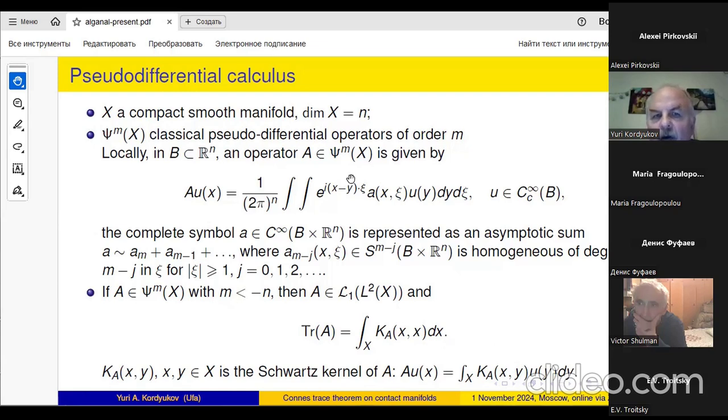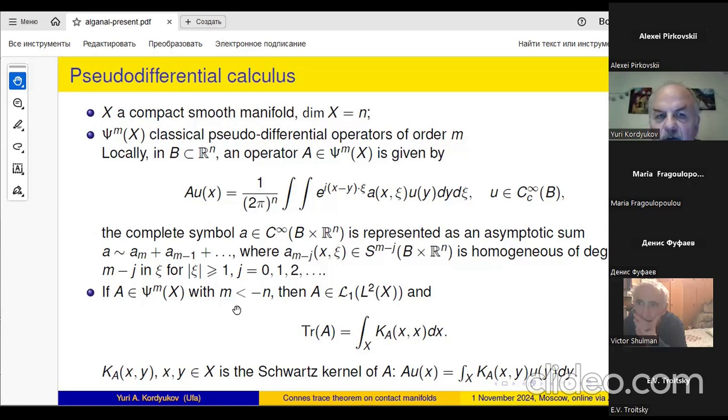Typically when m equals 0, I will talk about this later, these are so-called singular integral operators. They have singularity near the diagonal, but the kernel of this operator typically is smooth outside of the diagonal. This is the pseudo-locality property of pseudo-differential operators. So if the order of the operator is small enough, then the operator is a trace class operator.